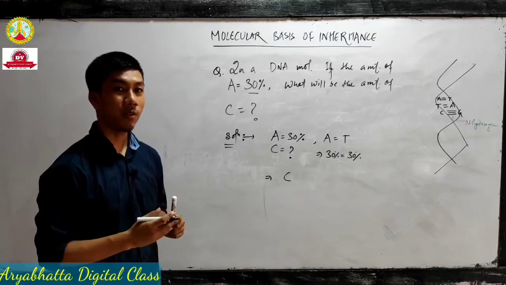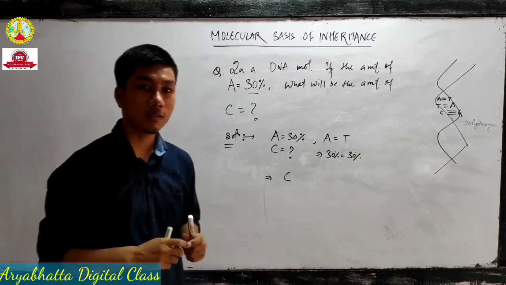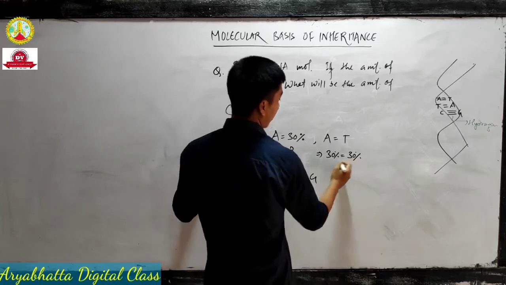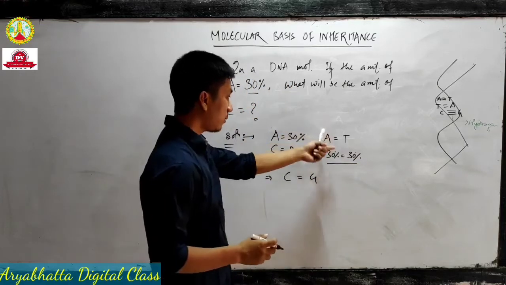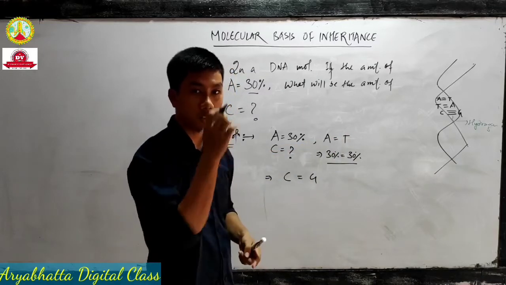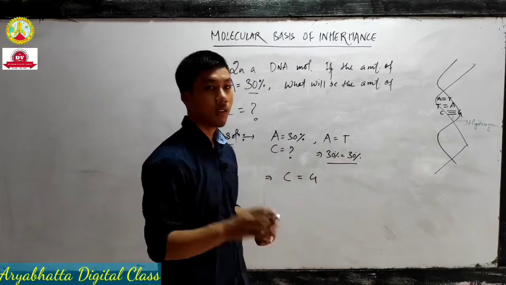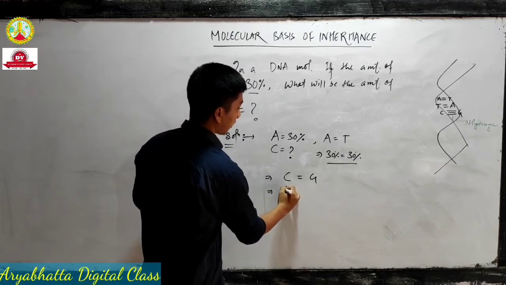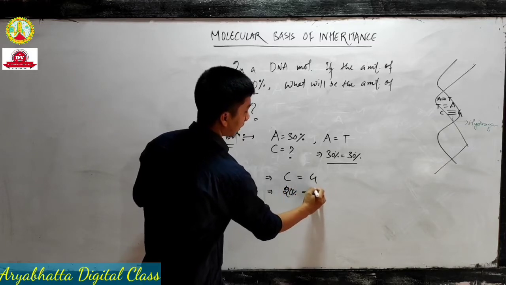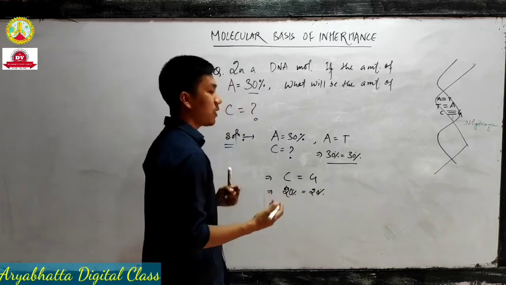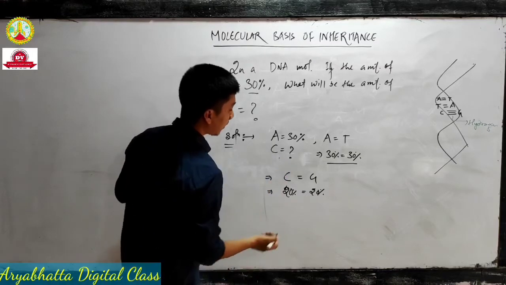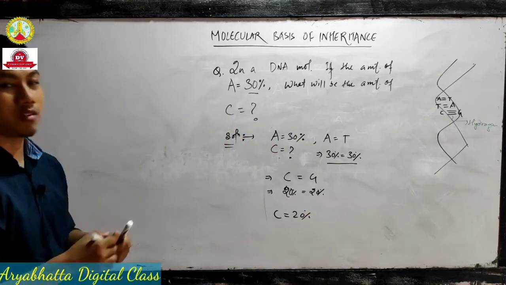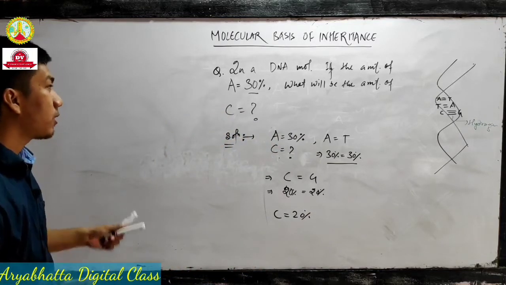How much will cytosine be? And we know cytosine is always equal to guanine, right? We took 30 for adenine and 30 for thymine. How much is left? Out of 100, 30 and 30 make 60, so 40% is left. So out of 40%, cytosine will take 20% and guanine will take 20%, because we know cytosine is equal to guanine. So what will be the value of cytosine? 20%. Understood? Very easy, right? Very interesting and very easy. Even a primary school student will solve this kind of problem.